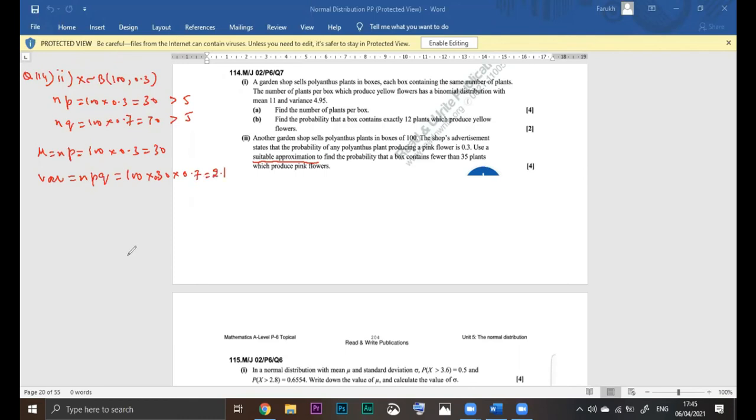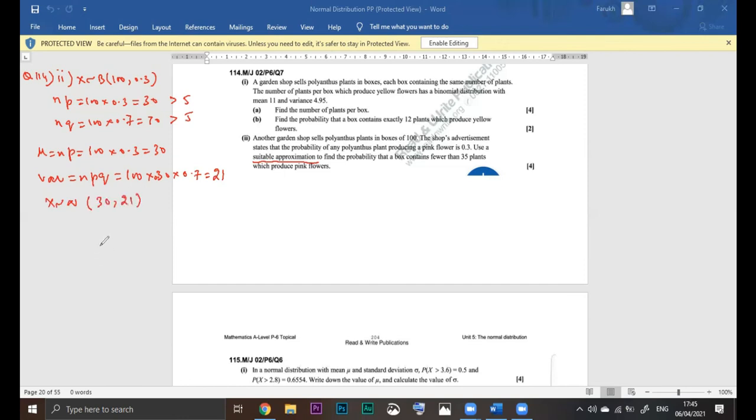Is this 2.1? Please check. Or 21. 100 into 0.3 into 0.7, it is 21. Sorry sir, 21. Now X is a normal distribution with 30 comma 21.